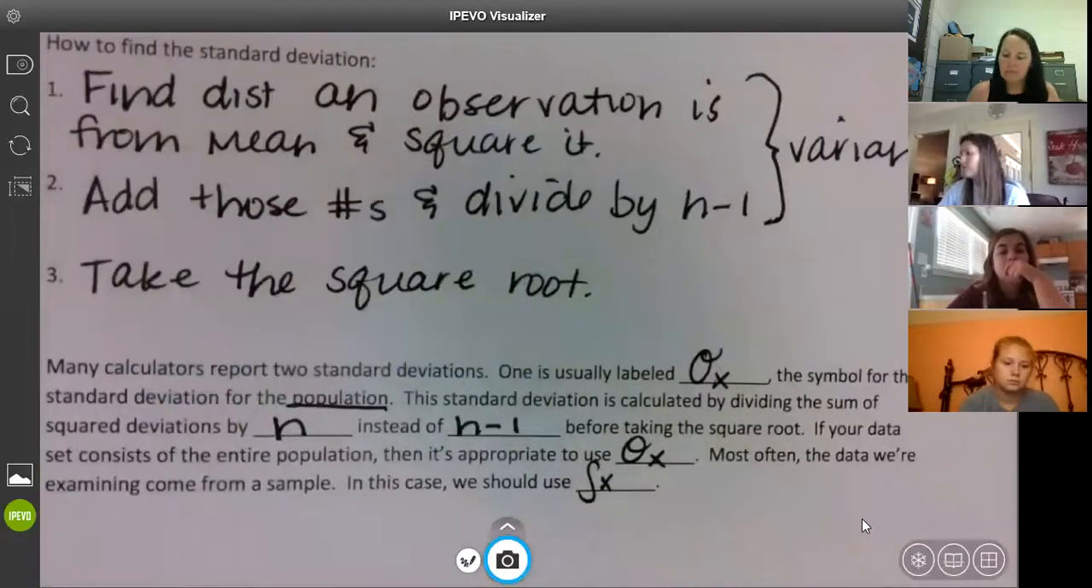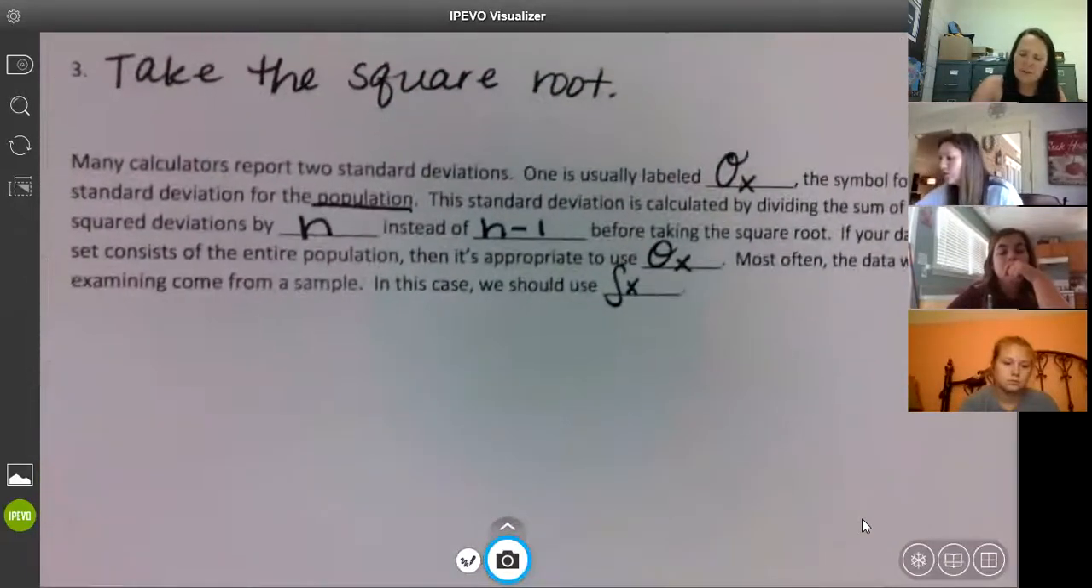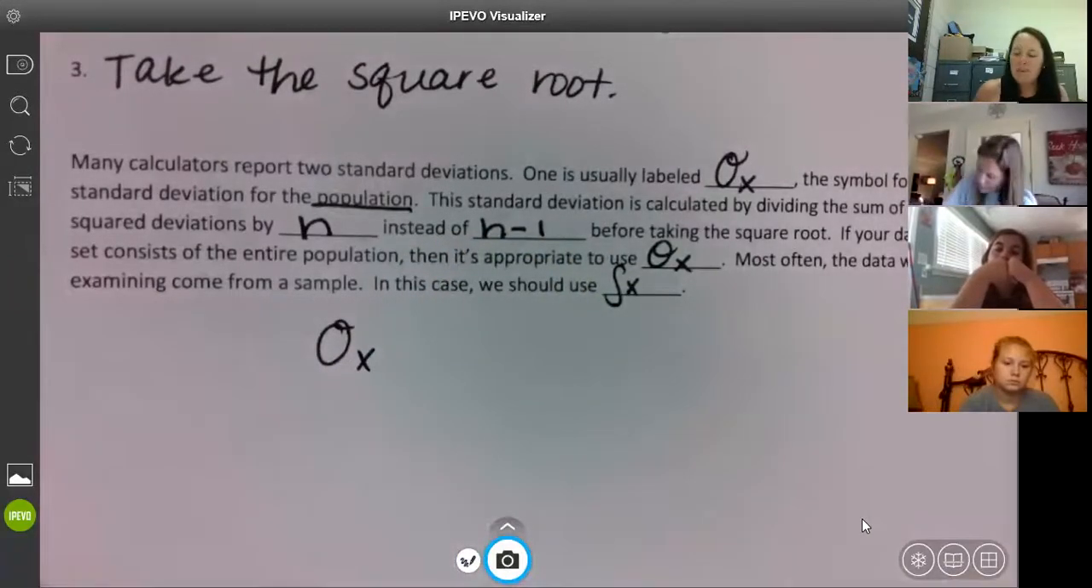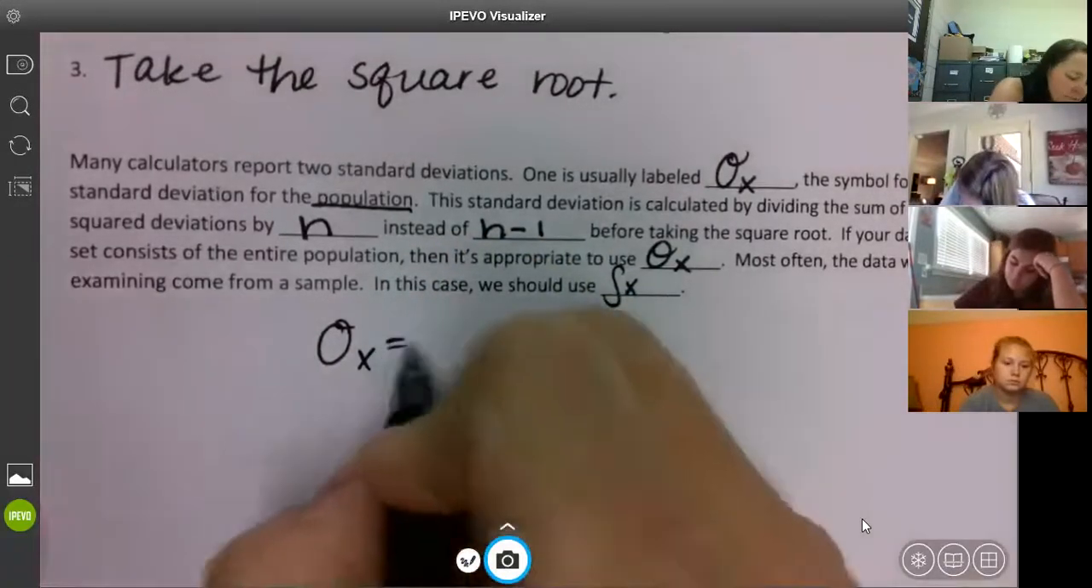Stay right here for a minute. I'm going to show you something. You'll see this denoted again. So this is the population standard deviation.